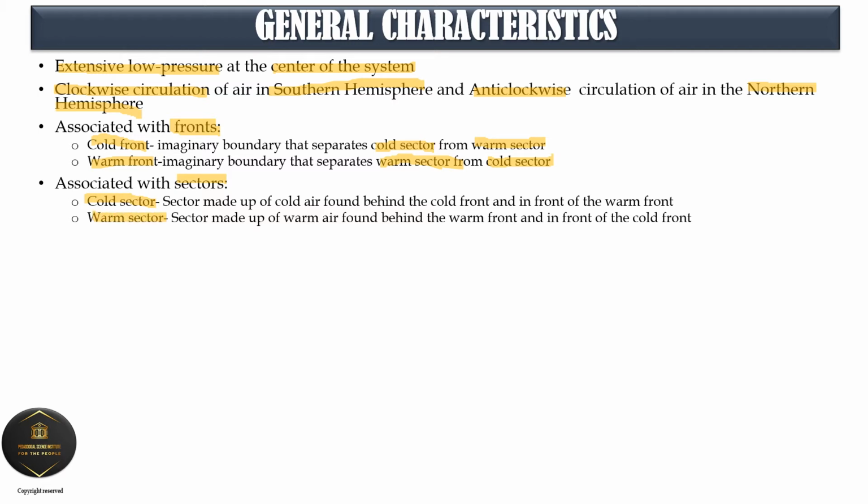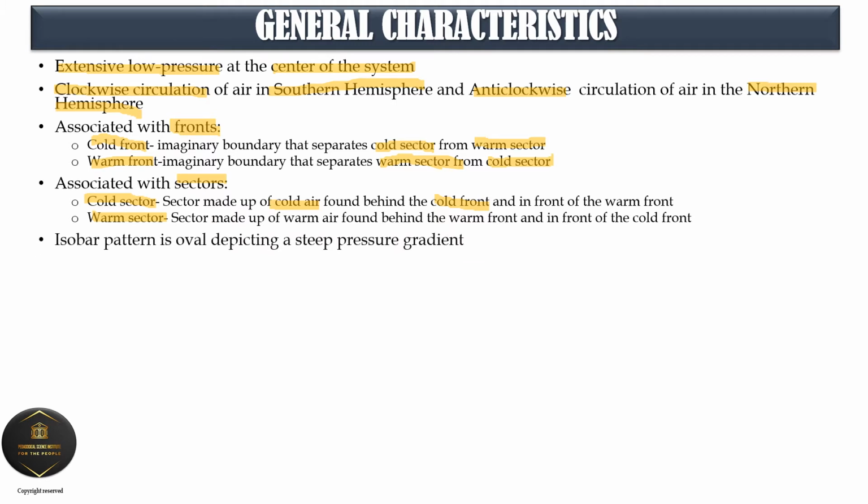Now a cold sector is made up of cold air found where? Behind the cold front. Remember, we name fronts according to the air masses that are behind them. So the cold front is called the cold front because it has the cold sector behind it, which has cold air, and the warm sector is named as the warm sector because it has warm air. And the warm front is given that name because the sector behind it contains warm air. Are we fine with that? Which is the warm sector.